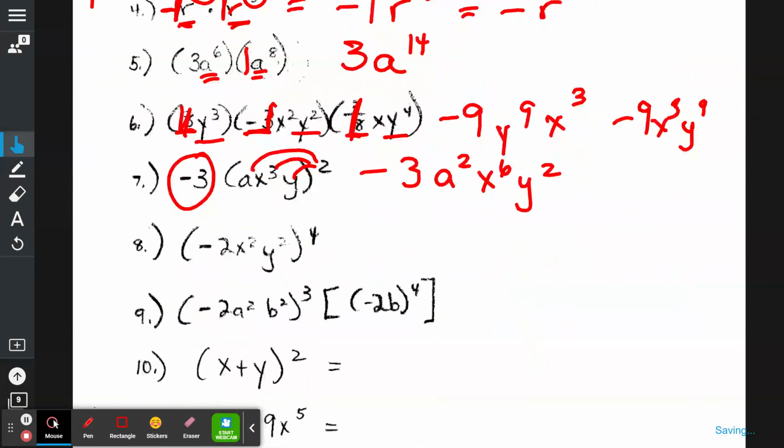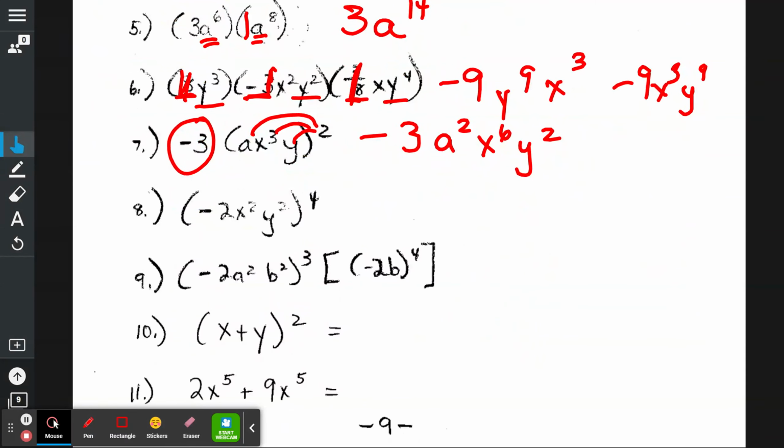And okay, so for number 8, again, it's a negative raised to an even power. So the final answer is going to be positive. 2 to the 4th is 16, x to the 8th, y to the 8th.